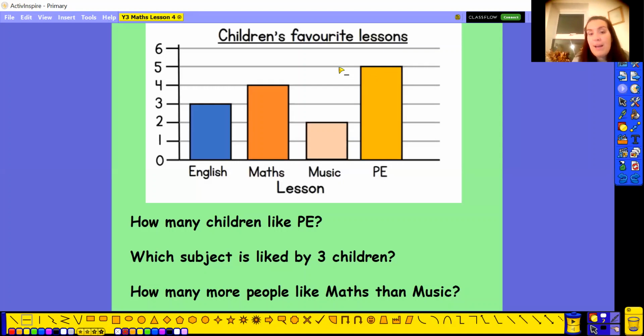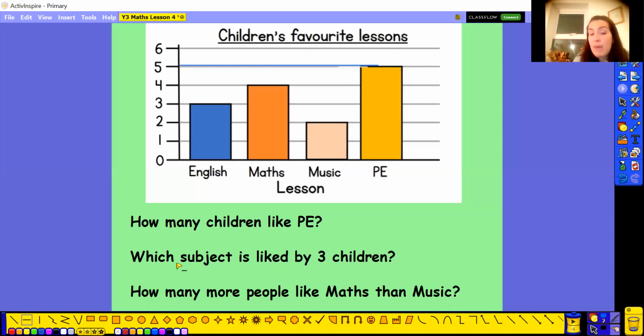I'm going to show you with a line here. And I'm going to draw my line from the top of the PE bar to the axis. Aha, and I can see that it's going to number 5. That means that 5 children chose PE as their favourite lesson.